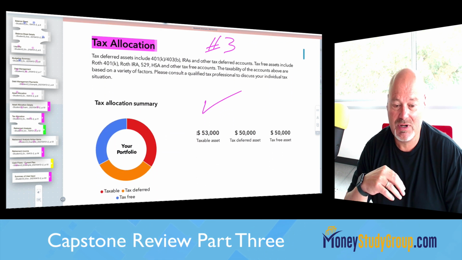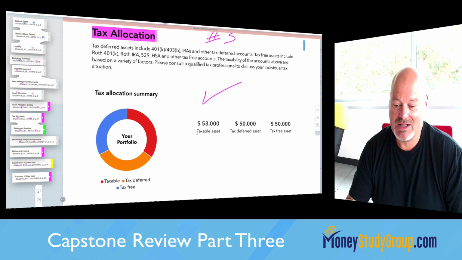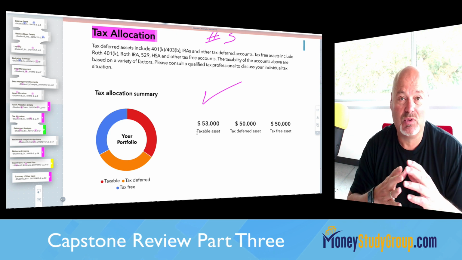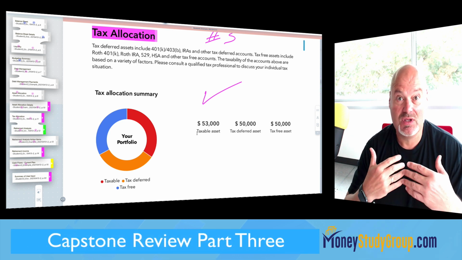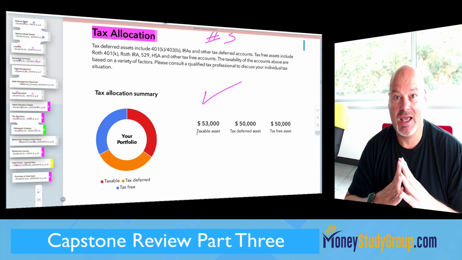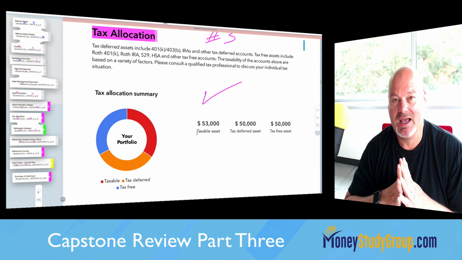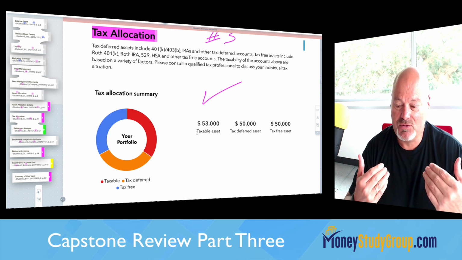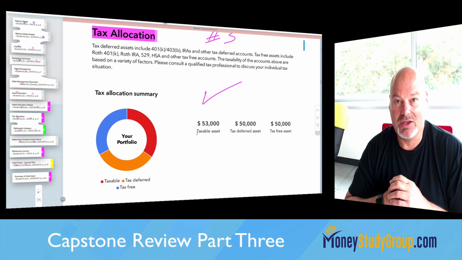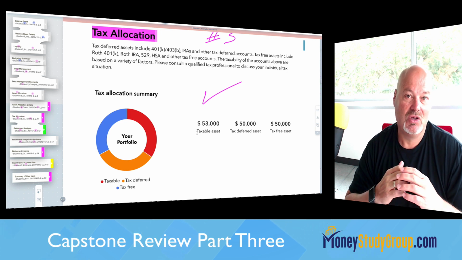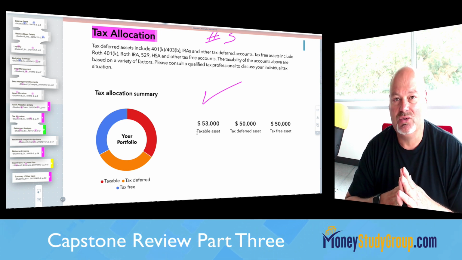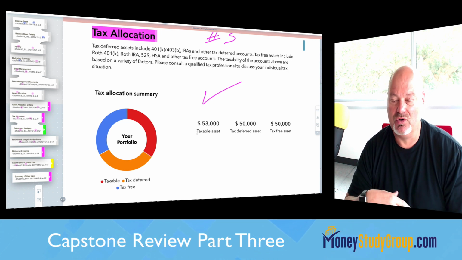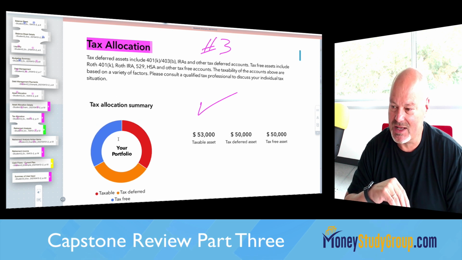Student number 3 did a great job in tax allocation: taxable, tax deferred, and tax free. It's pretty simple, but especially as you get older, as you get to be my age, you want to have some assets in the tax-free bucket, and you want to have assets in the tax-deferred bucket. If you put everything in the taxable bucket, you're going to pay for that every time you make trades. You'll have a lot of taxable events, and it will erode the results in your portfolio. So that was the purpose of tax allocation.